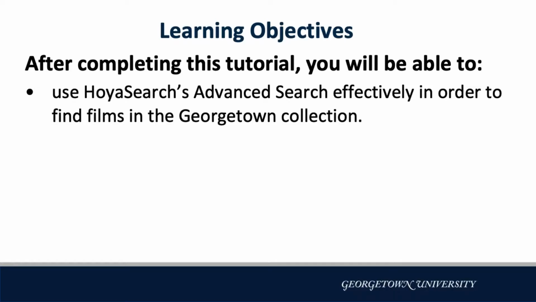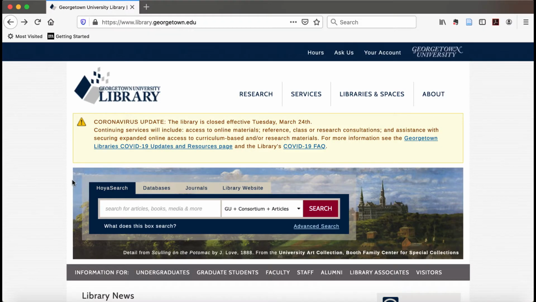After completing this tutorial, you will be able to use HoyaSearch's advanced search effectively in order to find films in the Georgetown collection. Let's get started. We'll begin with the search box on the library's homepage, which allows us to search HoyaSearch.